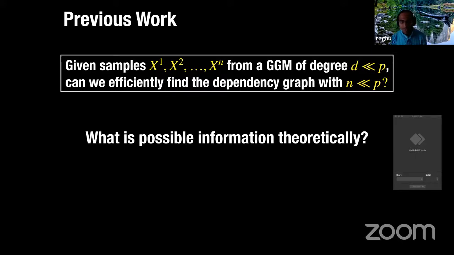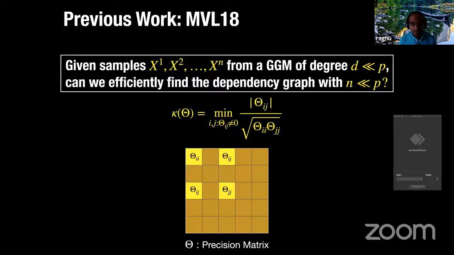So before going ahead, let's ask ourselves what is actually possible for this model information theoretically. And here is a very nice work of Misra, Vuffray, and Lokhov, which actually drew us to this problem, gives an almost complete answer. So to describe that, I need to first talk about a fundamental parameter that will show up for the rest of the talk that I'll just call pairwise correlation. And it is defined as follows. You have your precision matrix theta, and for every entry ij that is non-zero, you look at the corresponding 2 by 2 matrix, theta ii, theta ij, theta ij, theta jj, and you look at the ratio of how big the off-diagonal entry is relative to the diagonal entries.